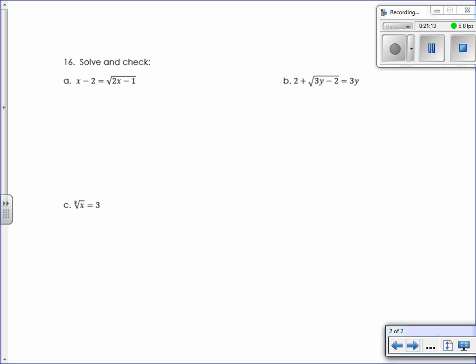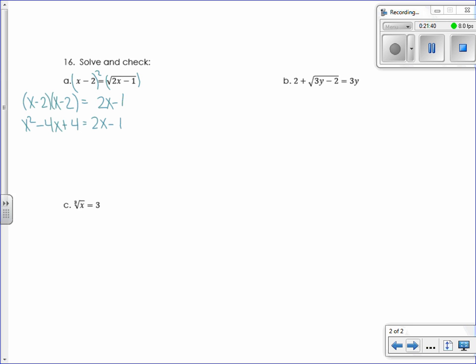Solve and check. For part A, the radical's already isolated, so I can go ahead and square both sides. Remember, this left side is x minus 2 times x minus 2. And over here, I'm just left with 2x minus 1. This boils into x squared minus 4x plus 4. And now I have a quadratic.